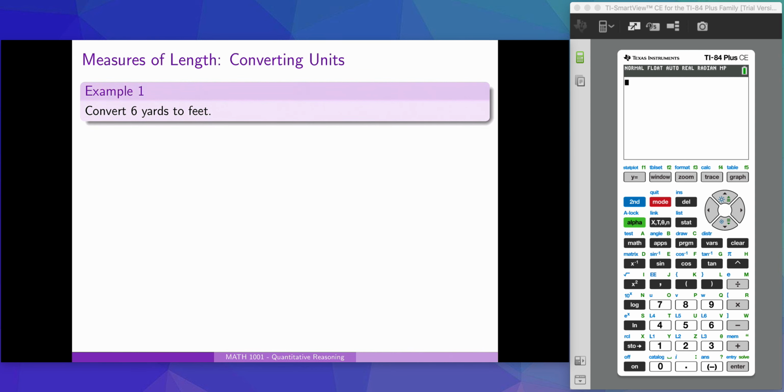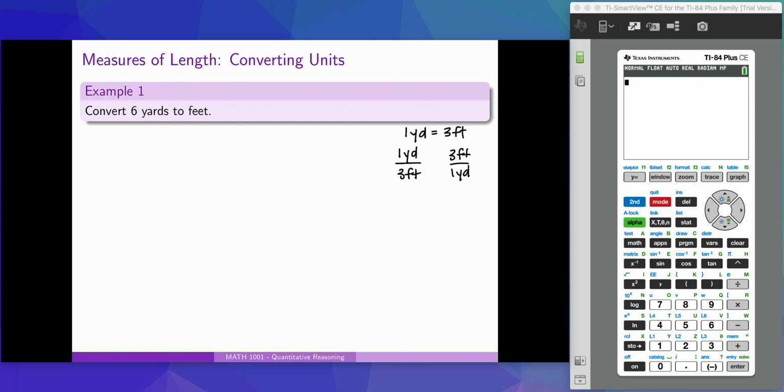Okay, so first of all, we need to convert 6 yards to feet. Before we do that, it would help if we had an equivalence. From that last page, we just learned that 1 yard is equal to 3 feet. Which means our conversion factors are 1 yard over 3 feet, or 3 feet over 1 yard. One of those is going to help us, so let's figure out which one it's going to be.